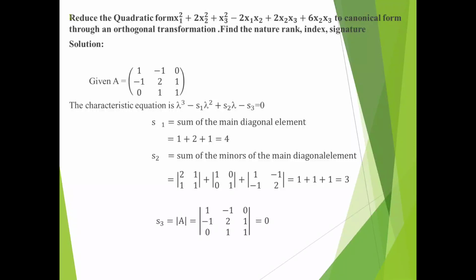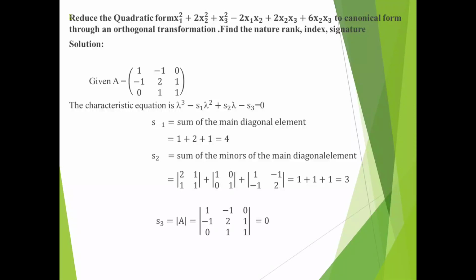Characteristic equation is lambda cube minus S1 lambda square plus S2 lambda minus S3 equal to 0. So first we have to find S1. S1 is sum of the main diagonal elements. Here the main diagonal elements are 1, 2 and 1. So we have to add, the sum is 4. S2 is sum of the minors of the main diagonal. We have to find the minors of the main diagonal and add them. The answer is 3.